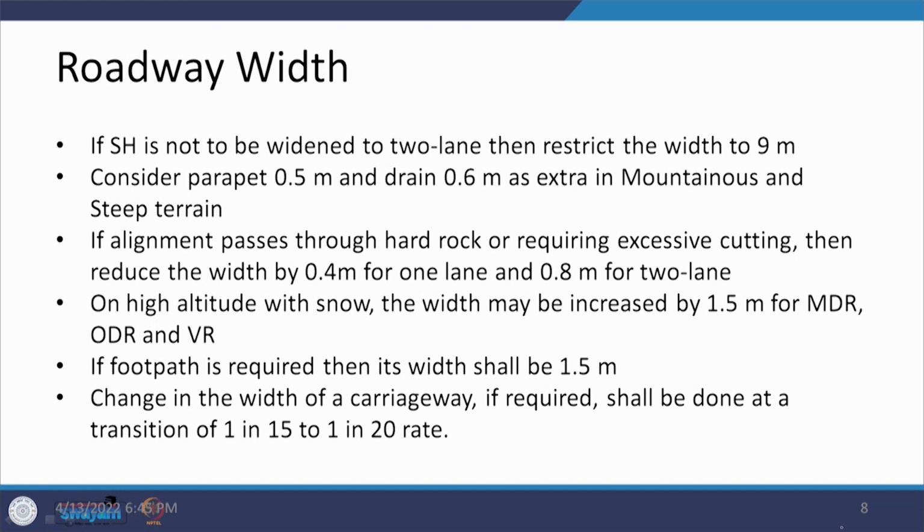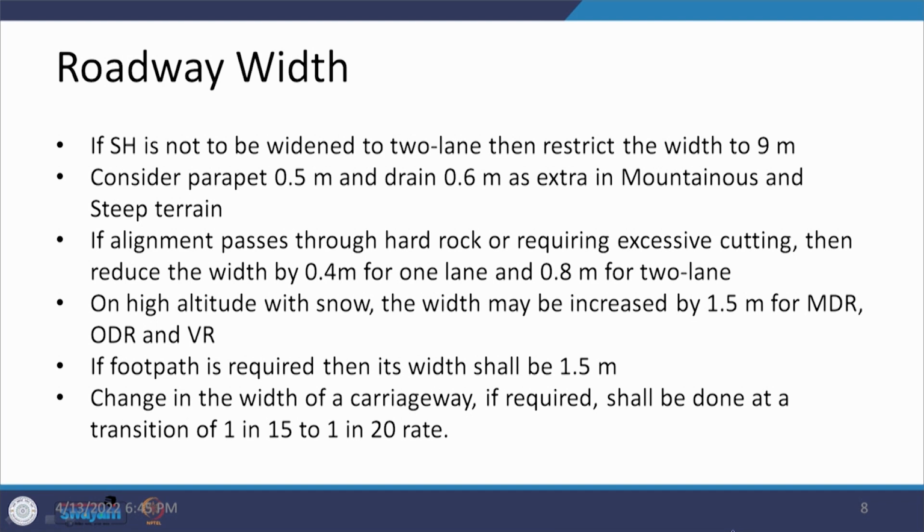There may be conditions where the rock is hard in the mountainous and steep terrain and you have to cut that rock so as to create an alignment. In those cases, because of the excessive cutting and the cost involved, the width of the roadway can be reduced by 0.4 meters in the case of one lane system and 0.8 meters in the case of two lane system. But when you have a higher altitude and where the snow is a problem, then we may need to increase the width specifically in the lower category of roads, like here we are talking about MDR, ODR and VR, in which case the width needs to be increased by 1.5 meters compared to what we have talked previously.